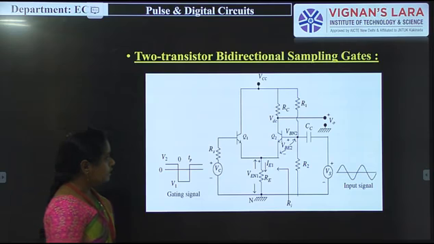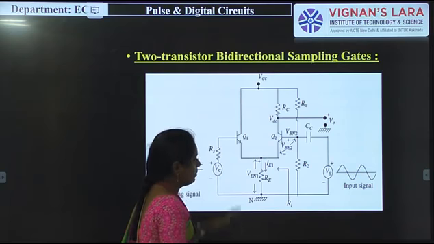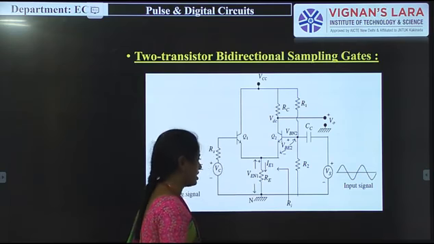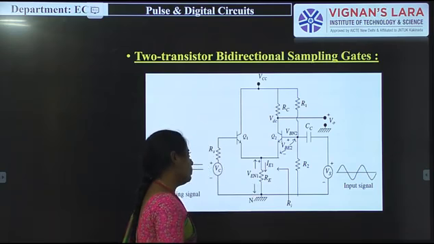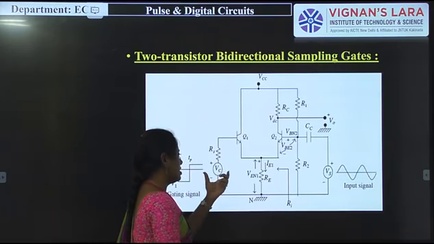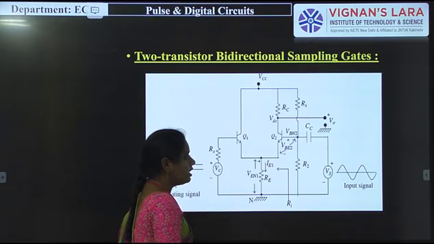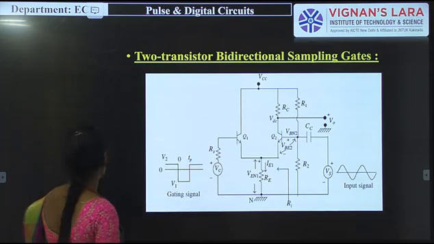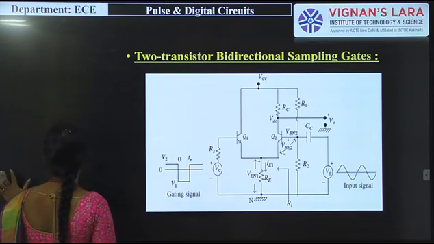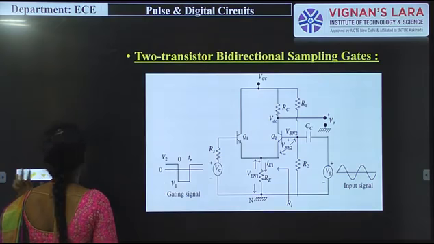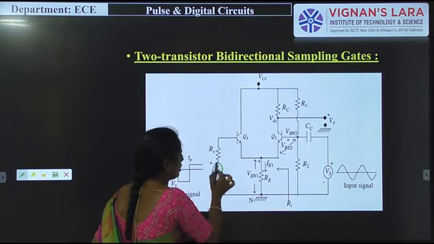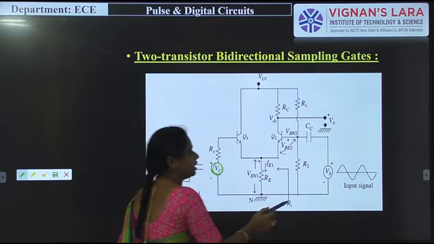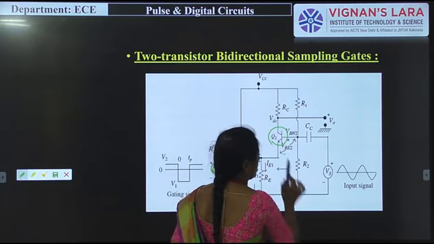So here both transistor emitter terminals will be connected with each other with a resistor Re. The control signal is given to the transistor Q1, and the input signal is given to the transistor Q2. So that is the condition here.